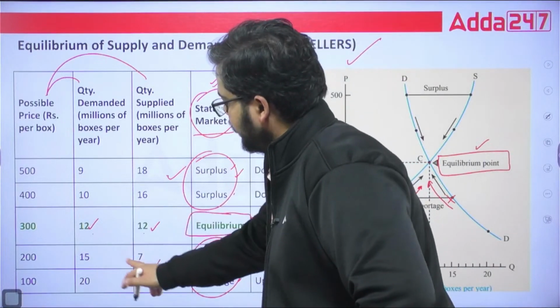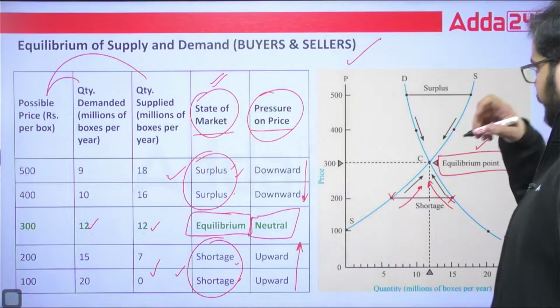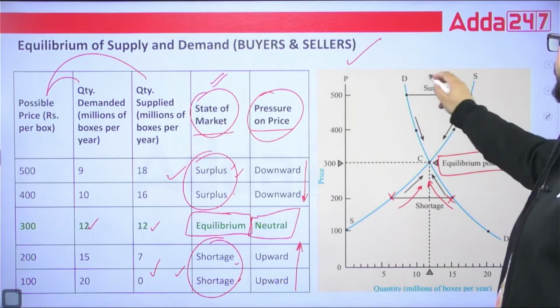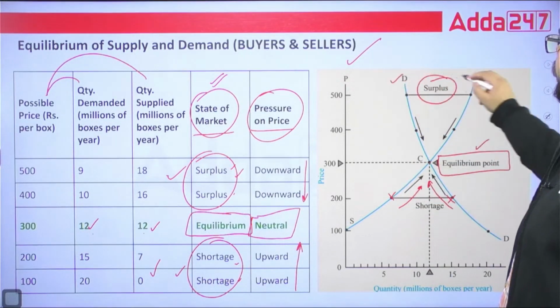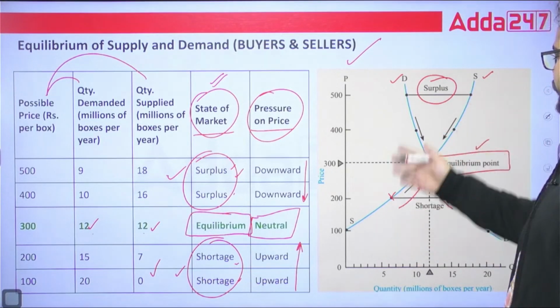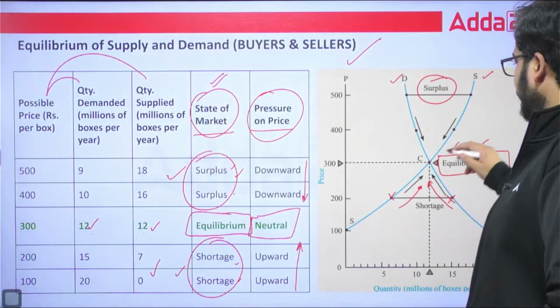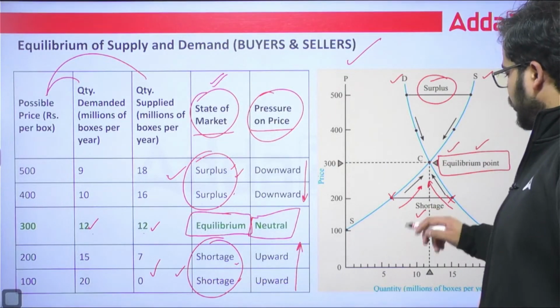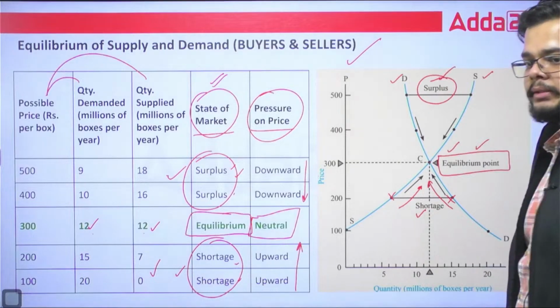Fine. The opposite of it will be a surplus. So you can just plot the curves of demand and supply and see for yourself also that there will be one equilibrium point, there will be a shortage, and there will be a surplus.